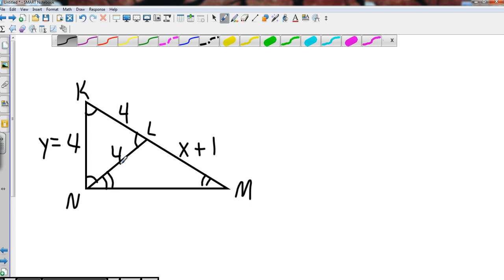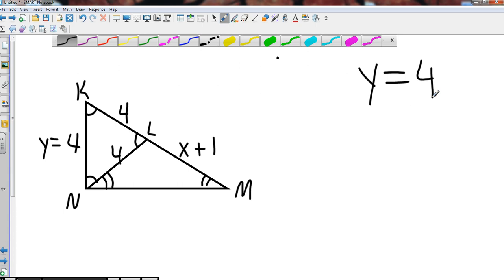So in this problem, we're going to solve for y and x. So y is already done. I'll put it over here. Now, what kind of triangle is LNM? It's isosceles. And if the two base angles, LNM and LMN, are congruent, what does that tell you about sides LN and LM? They're congruent. They are the same.